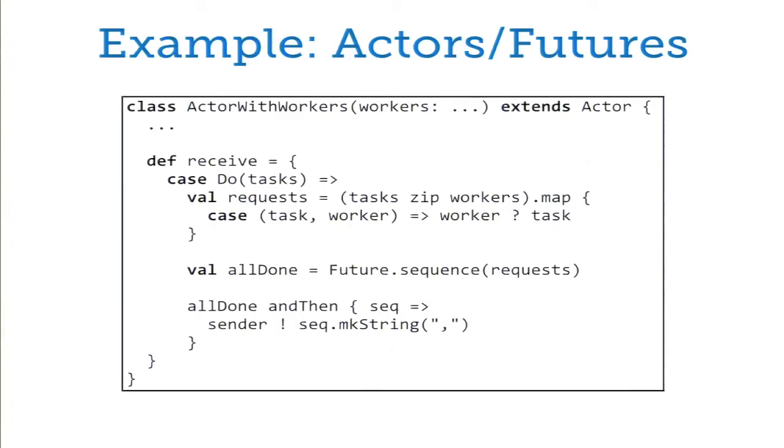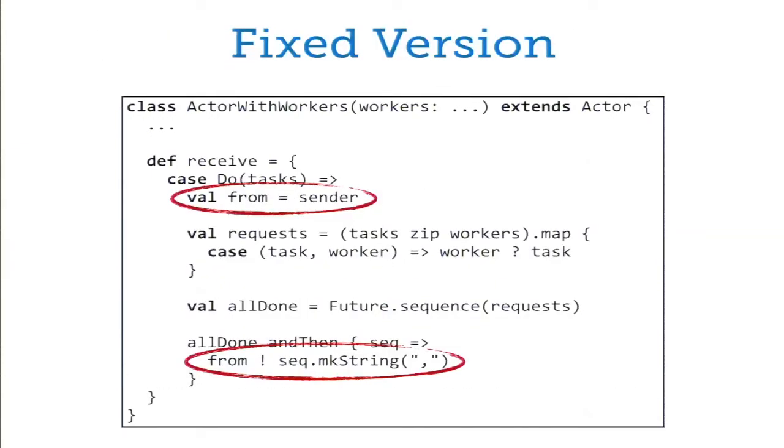Now, the only problem with this code is that there is actually a race condition in here. Let's say this actor receives a do message, and it kicks off these computations, sending tasks to workers. In the meantime, while all these workers are processing these tasks, a second client comes along sending another do message. Then the sender is no longer the first client, but the second client. So at the point when this all done future is completed, sender might now point to the second client, and I would send the results from my first do message to the second client. Of course, that's not very good.